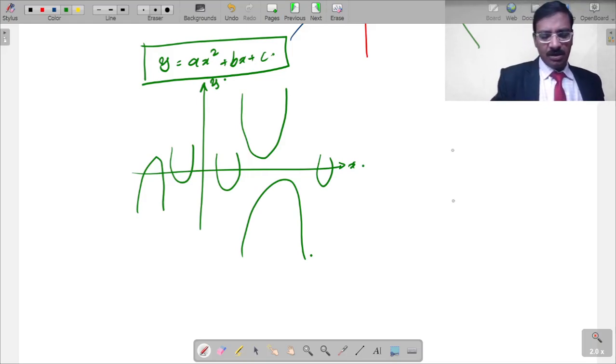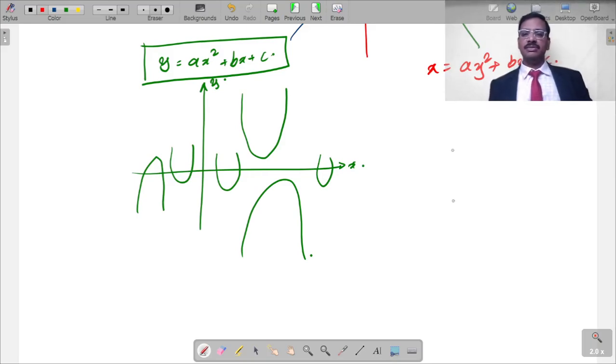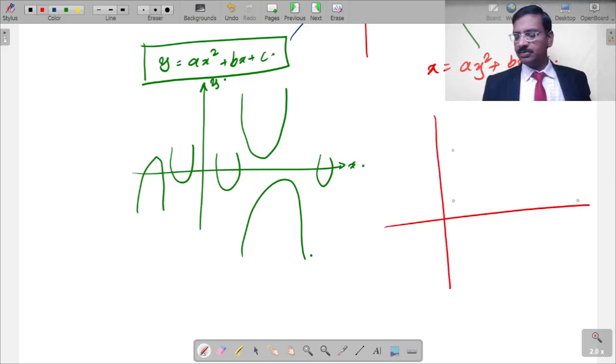Exactly in the similar manner, if you take x is equal to ay square plus by plus c, and this is the kind of function, then the graph will be of this particular format.